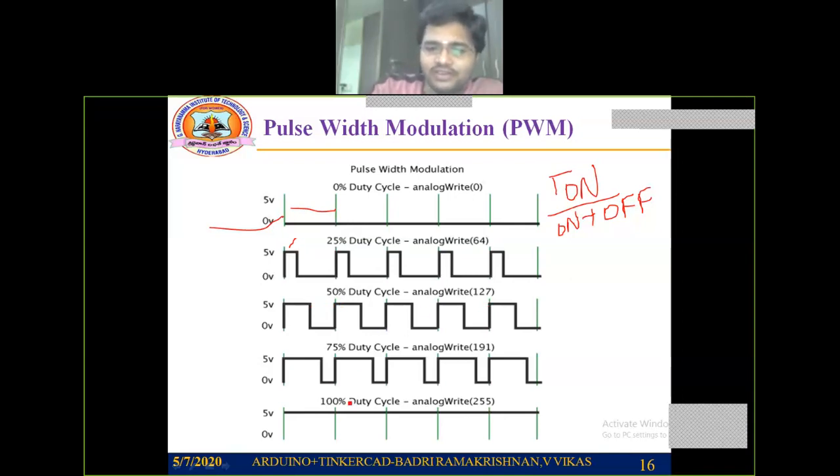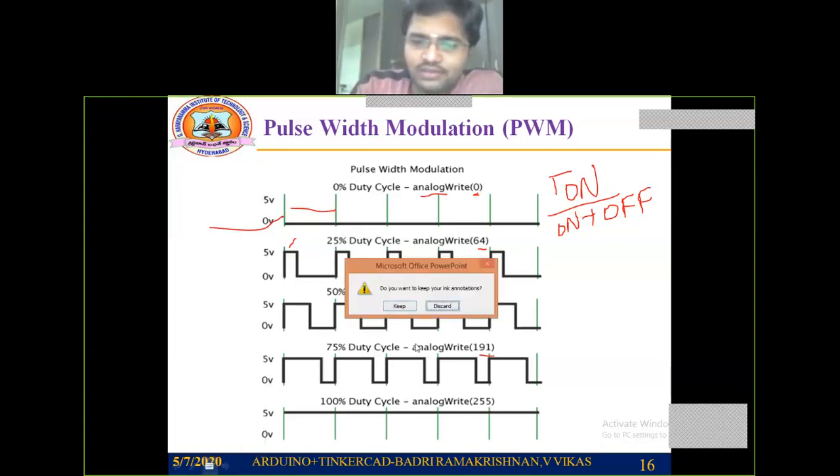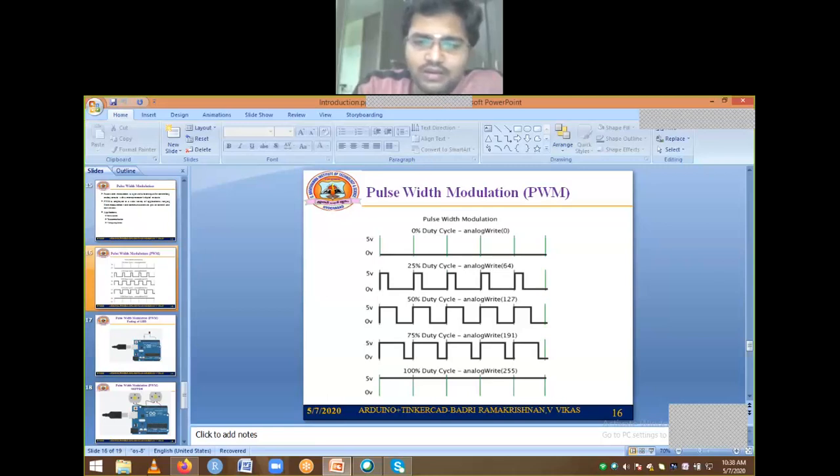Okay, 75%, 100%. But there is something more here: analog value of 0, analog value of 64, analog value of 127, analog value of 191, analog value of 255. Rather than just considering what I have written as analog or digital, try to look at this particular value. So how am I going to get whether it is 0 or 64 or 127 or 255? Let's just try calculating that.